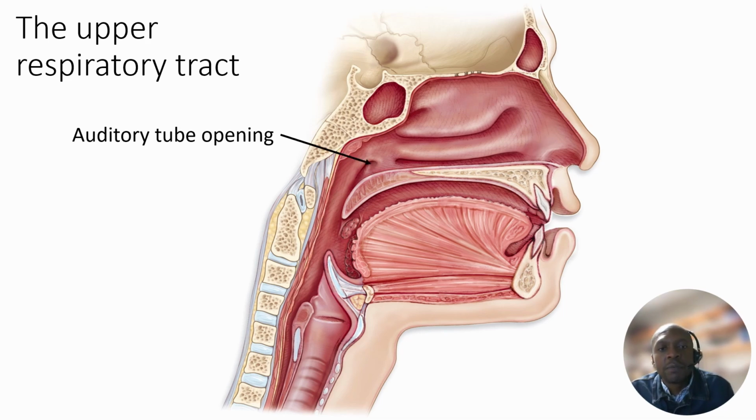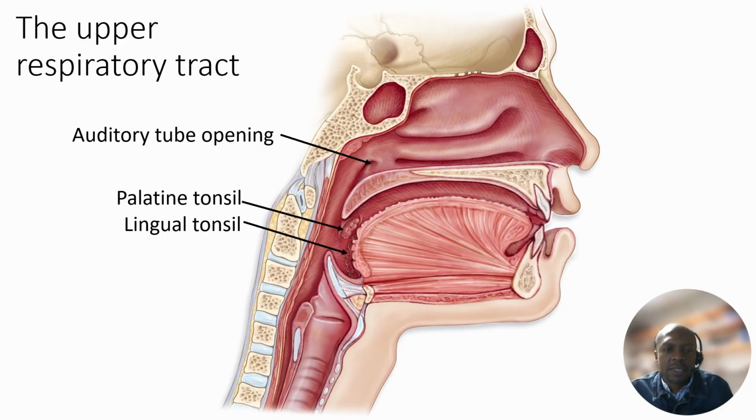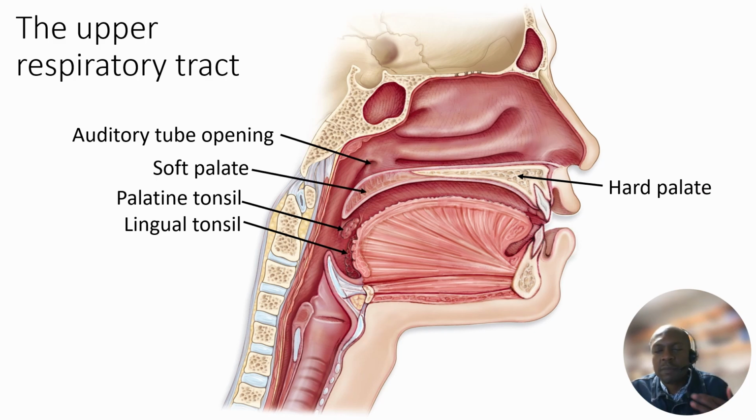And so, in the upper respiratory tract, let's look at some of the features you need to know. So you have your tonsils, which include your palatine tonsil, next to the soft palate close to your pharynx, and then you have your lingual tonsil. You have your hard palate over here, so that's the bone that forms the roof of your mouth, and the soft palate is the softer part at the end of that, which ends in your uvula.